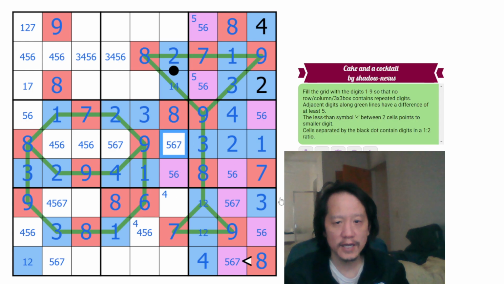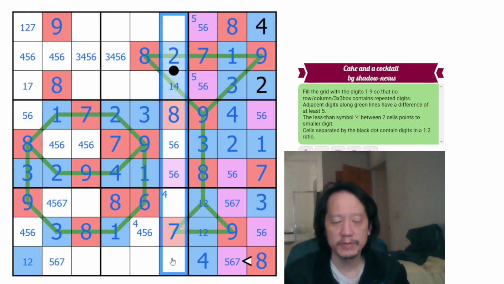So, let's see. This can't be 7 anymore, so this has to be 5 or 6, which forces this to be 7. So we have a 5, 6, 5, 6 pair. This is high. So we have a 5, 6, 5, 6 pair, so the rest of the column cannot contain 5, 6. Can't be 2, 7, or 8, so it's 1, 3, 4, and 9.